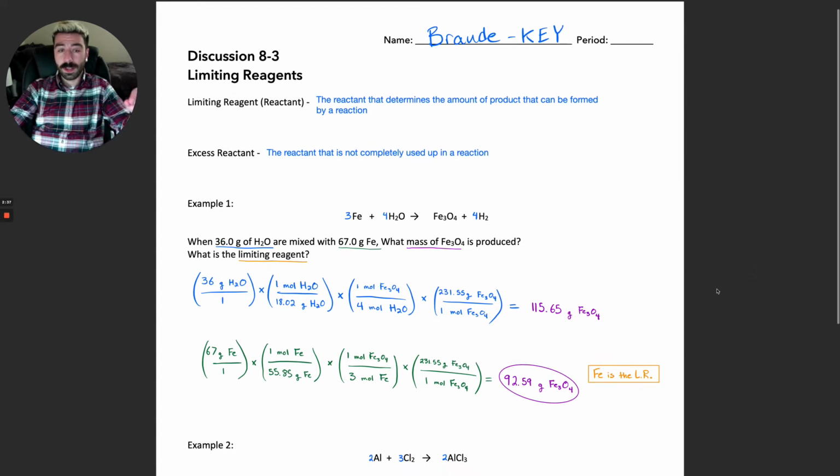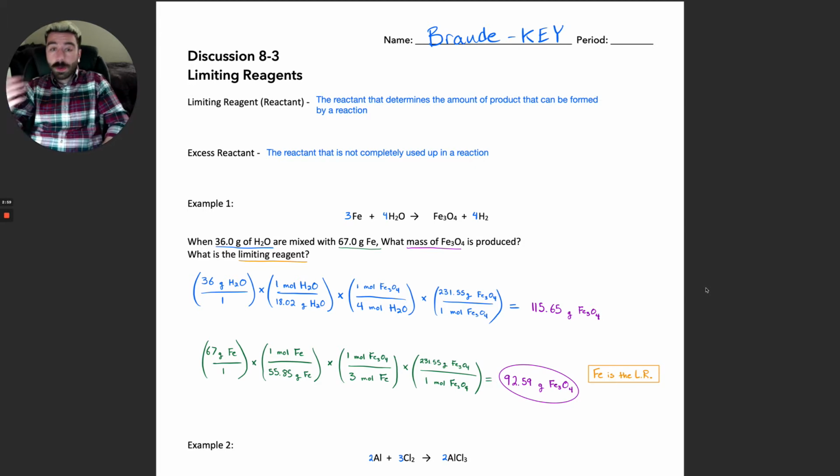I think this will be a pretty quick discussion. So example 1 here, I'm going to read the question and then I'll explain everything. It says, when 36 grams of H2O are mixed with 67 grams of Fe, iron, what mass of iron oxide is produced? What is the limiting reactant or reagent? It gives us an equation to balance and then a problem to solve. So there's a few components to this. It gives us 36 grams of water and 67 grams of iron. Those are the amounts of each reactant that we're starting with. And it wants to know what mass of iron oxide is produced.